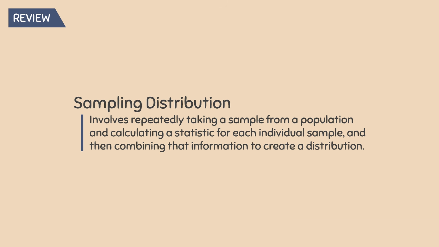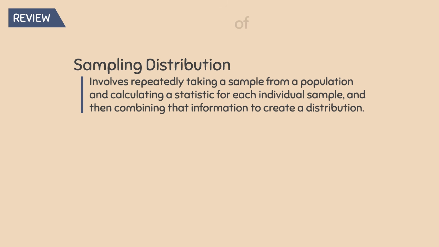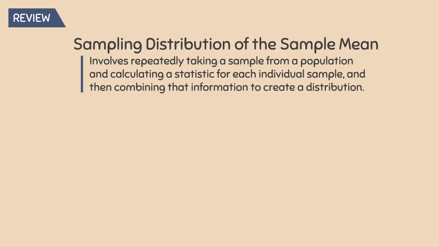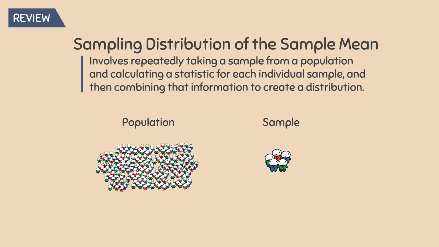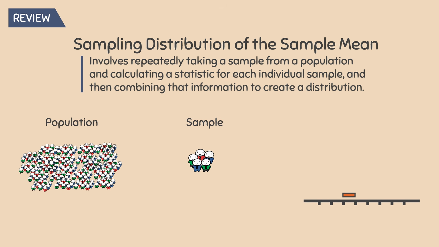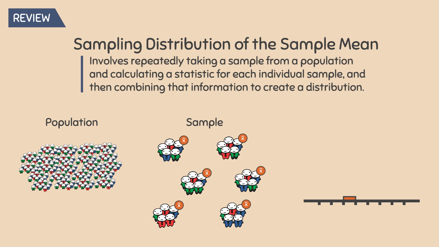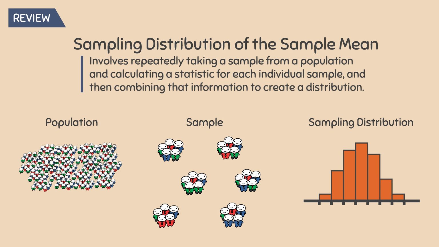A sampling distribution involves repeatedly taking a sample from a population and calculating a statistic for each individual sample, and then combining that information to create a distribution. So if we were creating a sampling distribution of the sample mean, we would need to take a simple random sample from the population and then calculate the mean x bar for that sample. Then we would plot this information onto a graph. By repeatedly taking samples and doing the same process, we end up creating a sampling distribution of the sample mean.